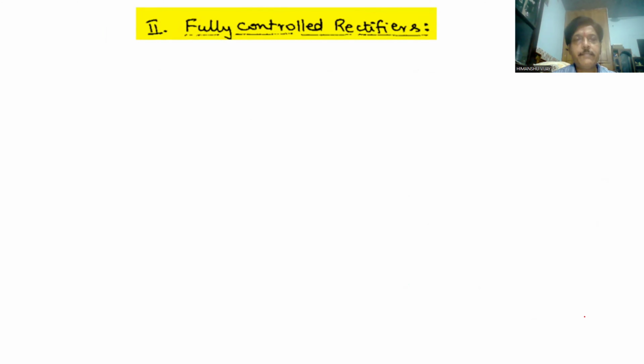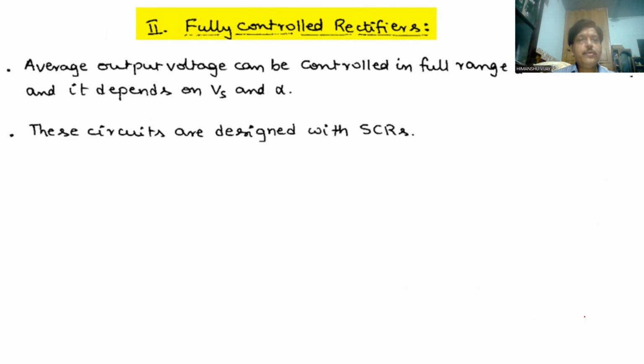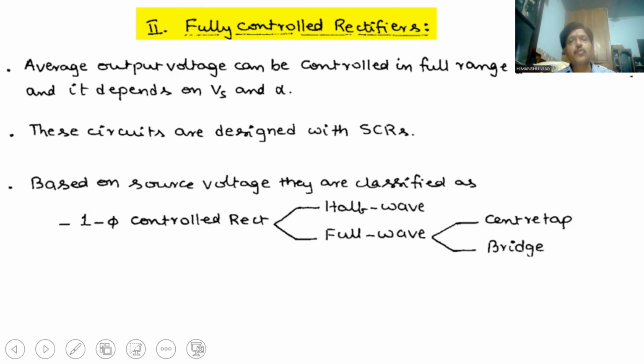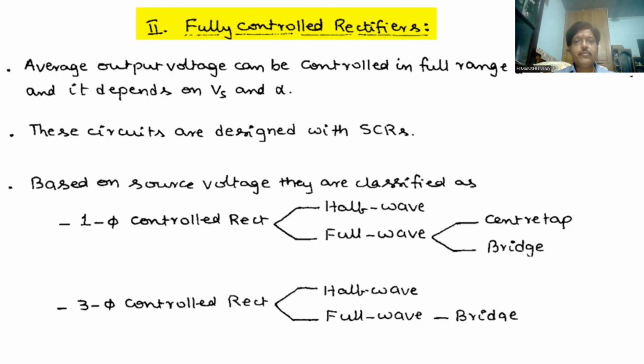Fully controlled rectifiers are similarly categorized. I just told you that the average output voltage can be controlled over the full range, that is minus V0 to plus V0, and it depends on Vs and alpha. What is alpha? Alpha is the firing angle that I shall discuss later on, and these circuits are designed with the help of SCRs, silicon controlled rectifiers. Next, based on the source voltage, they can be classified as either single phase controlled rectifier or three phase controlled rectifier. As you can see here, in single phase there are two categories, half wave and full wave with center tap type and bridge. Similarly, in three phase, there are two categories, half wave and full wave with bridge configuration.